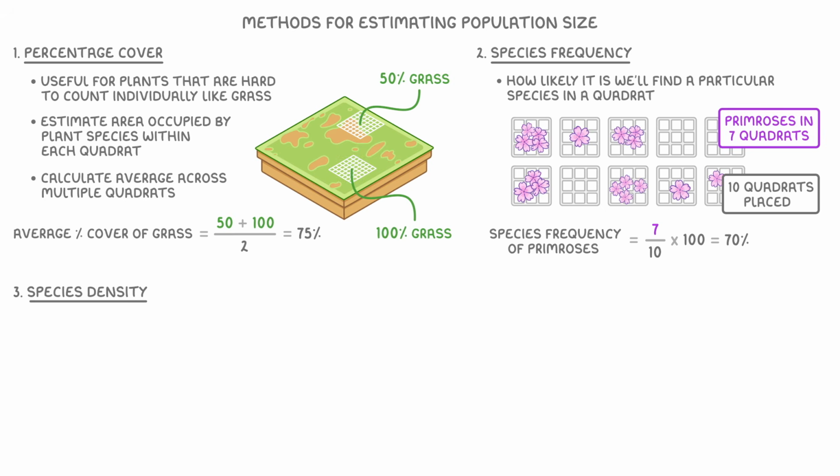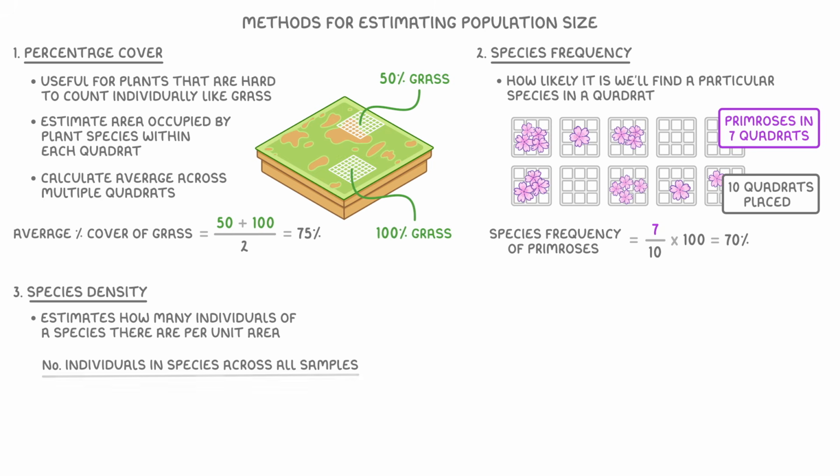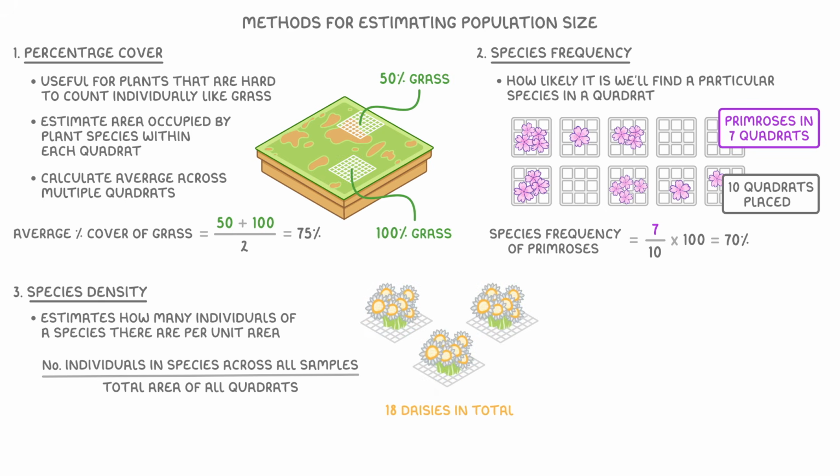Alternatively, you can also calculate species density, which estimates how many individuals of a species there are per unit area. To calculate this, you simply count the number of individuals in a species across all your samples and divide that by the total area of all your quadrats. So let's say we counted 18 daisies in total, and we had a 1 meter squared quadrat that we had placed 50 times. We could then calculate the species density of daisies by doing 18 divided by 1 times 50 times 100 in order to give us 36%. But remember here that if you use a different sized quadrat, you'll need to change that 1 to whatever the area of your quadrat is.